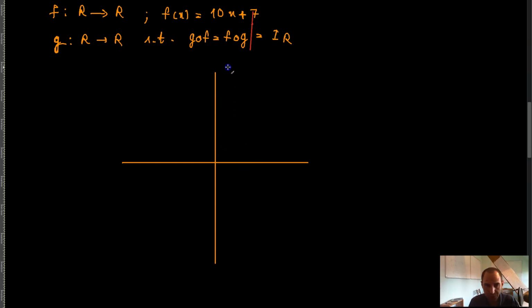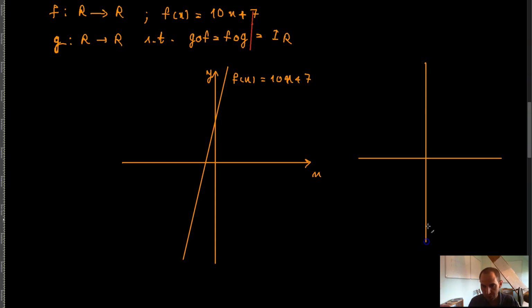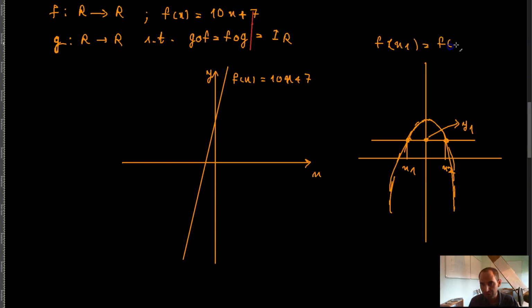Now you can see that, for example, the function f of x is equal to 10x plus 7 was some function like this. So the function looks like this. But you could have a function like, for example, this function here. This is also a function, right? Now you can see that the output of the function for this point corresponds to this x and also corresponds to this x. This is x1, this is x2, right? So that means that if I call this point y1, then in this case f of x1 is equal to f of x2 is equal to y1.